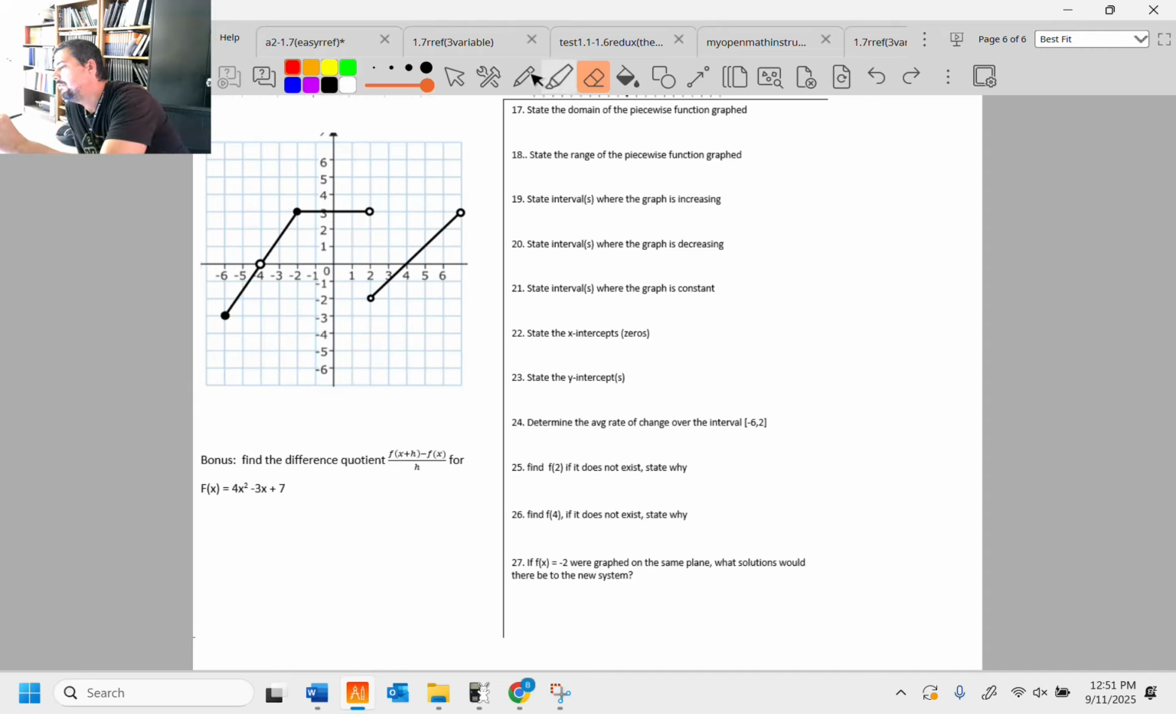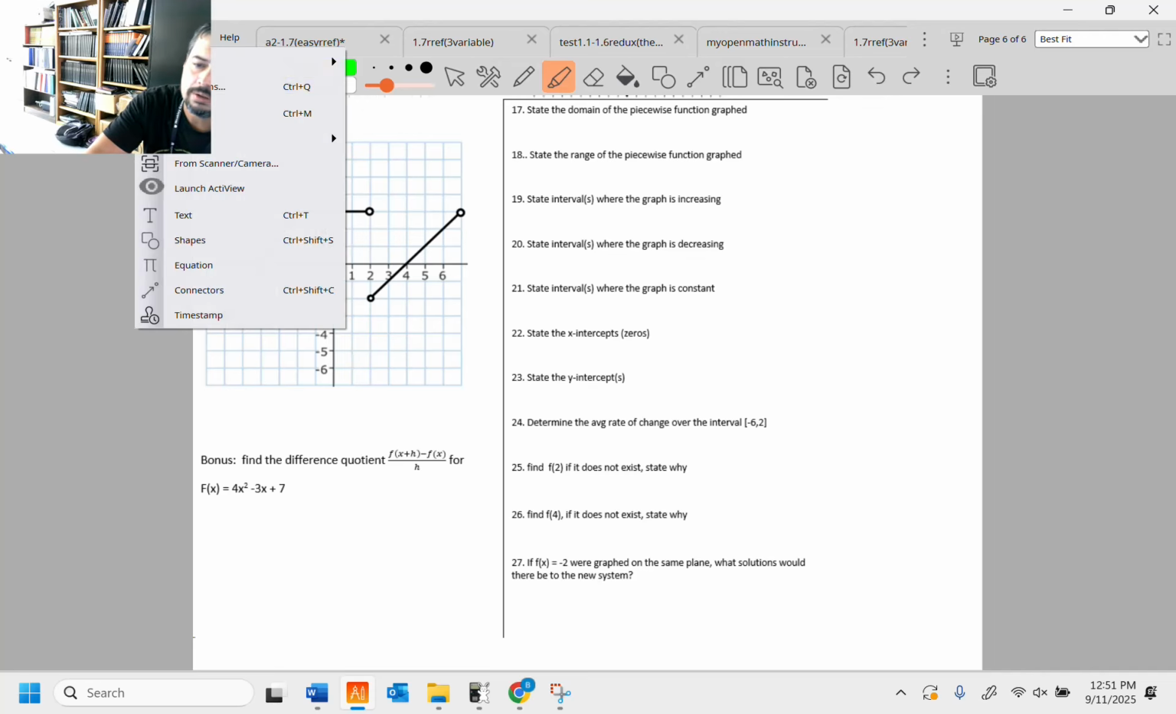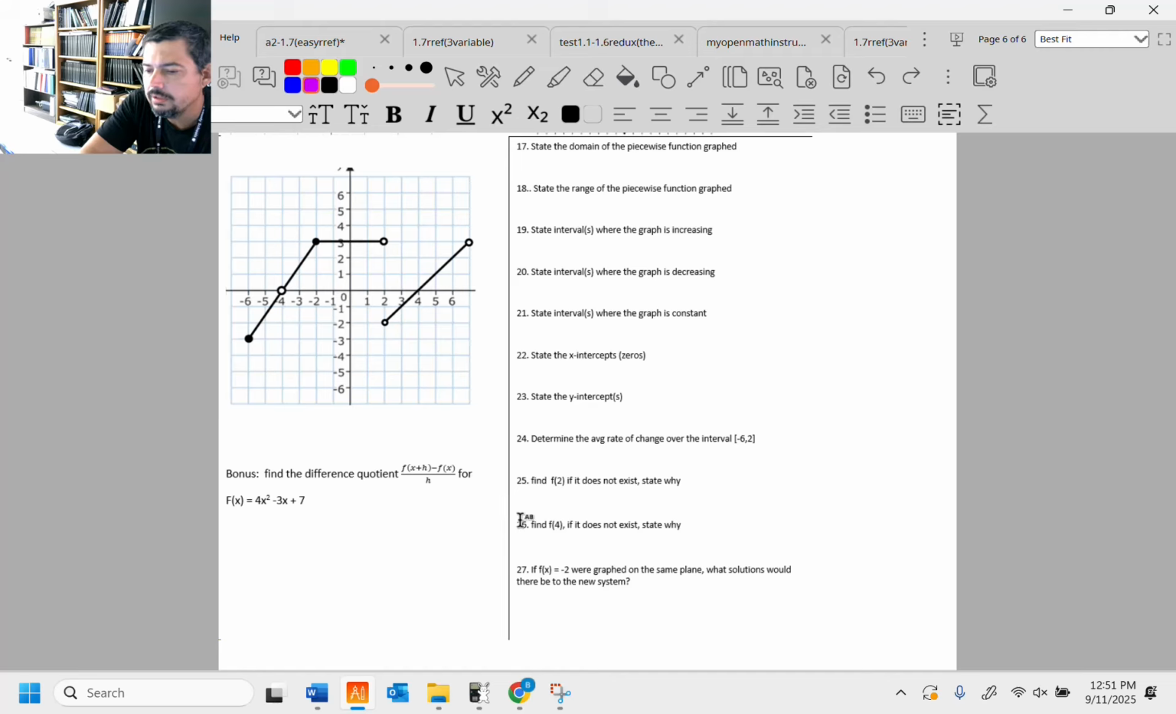26. Find f of 4 if it exists. So again, this means what is y when x is 4? I keep writing that down, but I don't know, some of you guys just don't want to admit it. If you don't know what f of 4 means, you should probably be writing things down. What is y when x equals 4? So when x is 4, it looks to me like the y value is 0. All right, so there we go. F of 4 is 0.